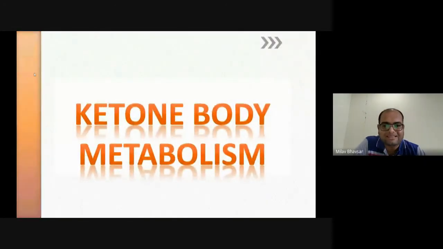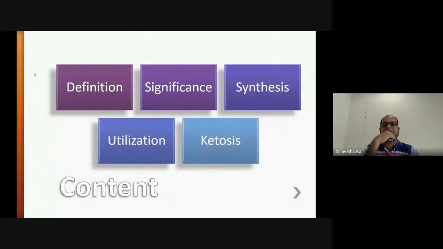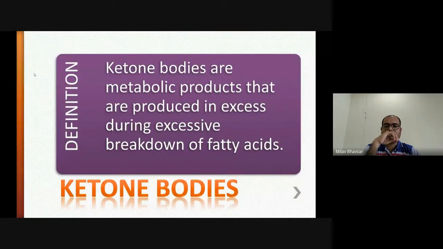Now talking about ketone body metabolism. We'll discuss the definition, significance, synthesis, utilization, and ketosis. So what are ketone bodies? Basically, they are metabolic products which are produced in excess during the excessive breakdown. Initially, we discussed fatty acid oxidation. Here we discussed that even a single molecule of fatty acid can generate a very large amount of energy, which is through acetyl coenzyme A.